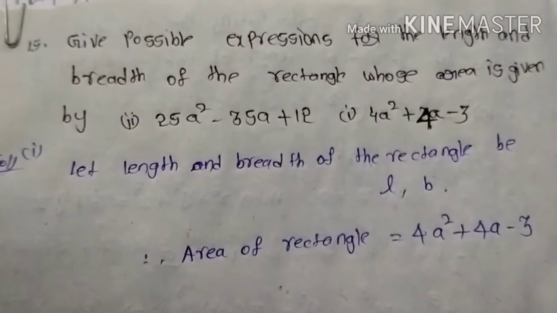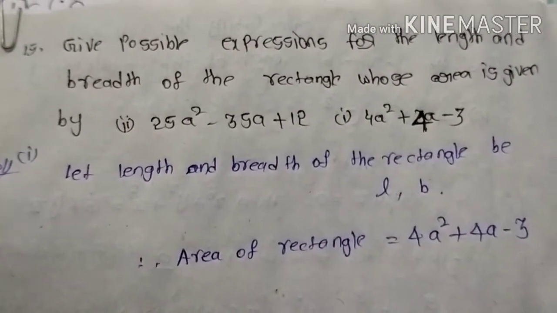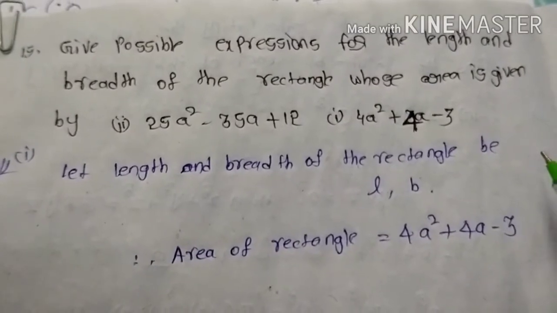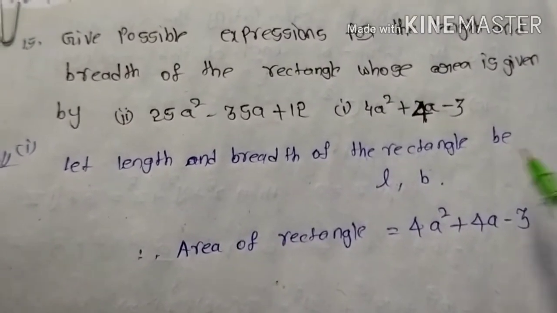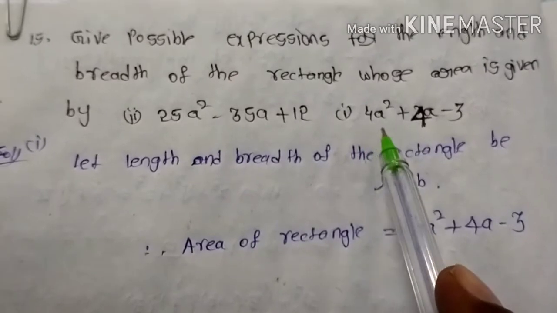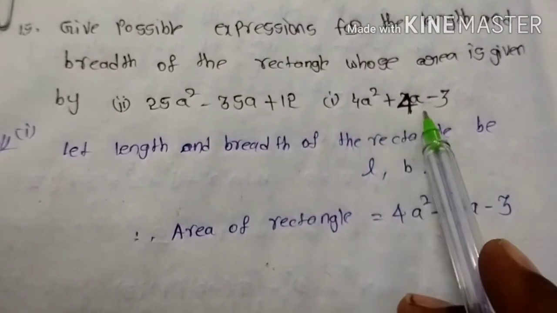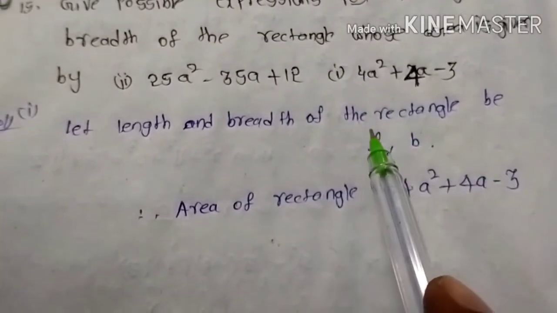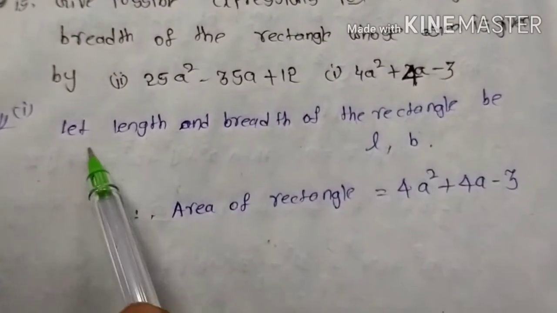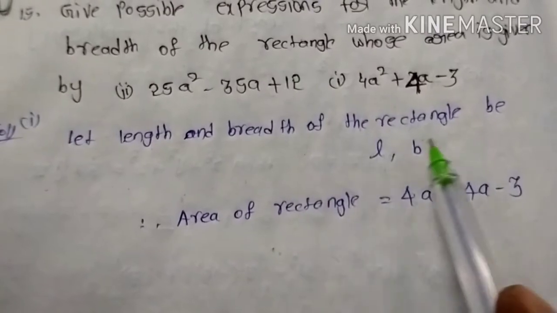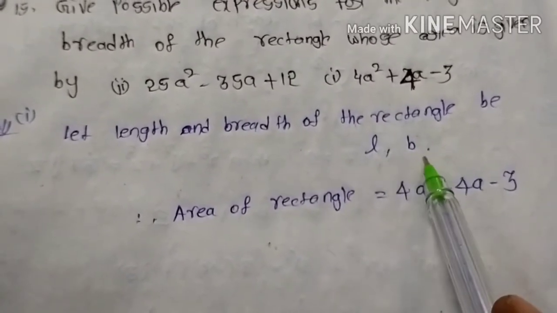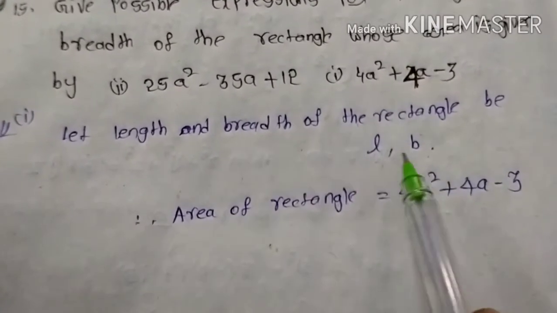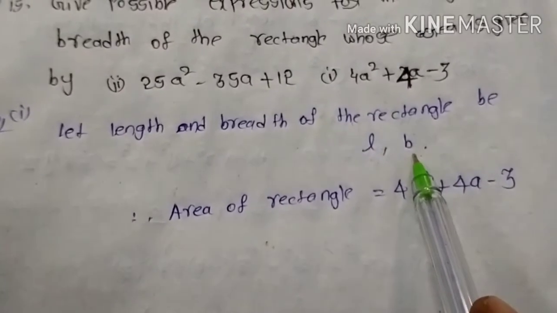Now you can see here the 15th question. Give possible expressions for the length and breadth of the rectangle whose area is given by. Your first question is 4a square plus 4a minus 3. First of all, our assumption is, let the length and breadth of the rectangle be L and B. Yes or no? L will be length, B will be breadth of the rectangle.